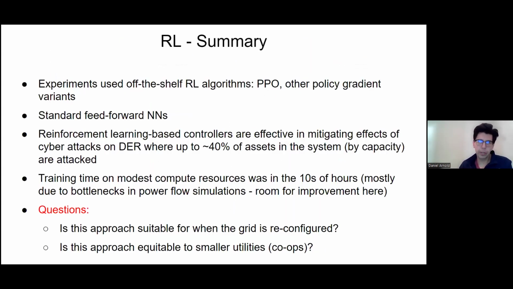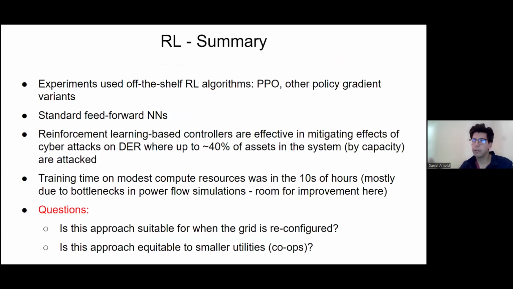All right, so just a summary of the reinforcement learning approach here. The algorithms that we used in these experiments were nothing really fancy. They're essentially off the shelf reinforcement learning algorithms. So we looked at PPO, other policy gradient techniques. We looked at DDPG. We didn't do anything fancy to those algorithms.